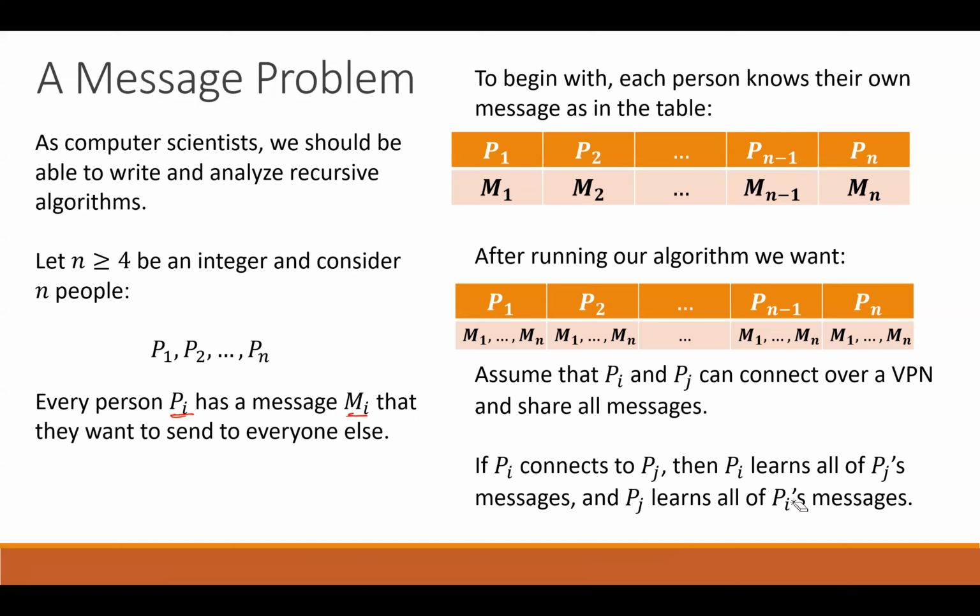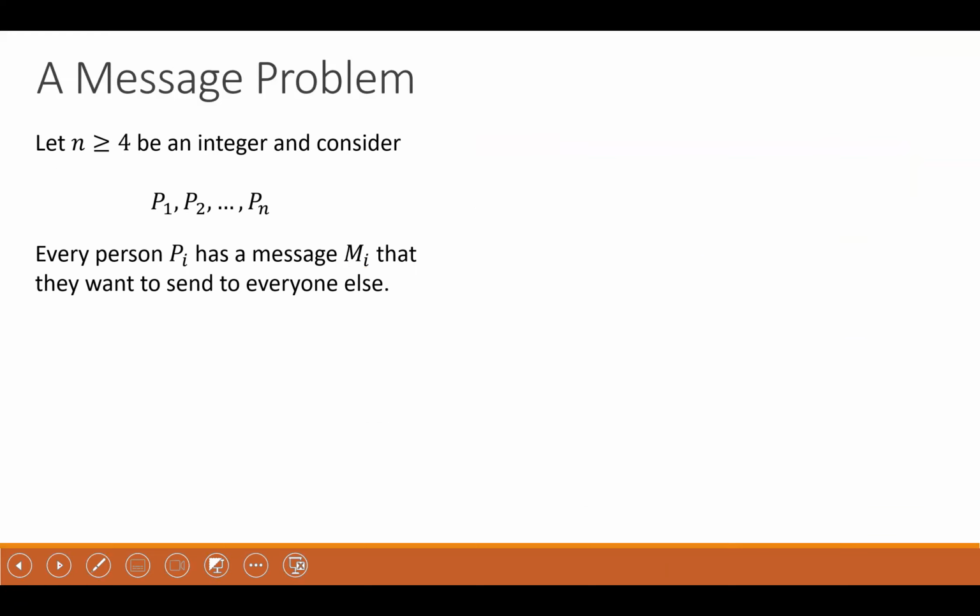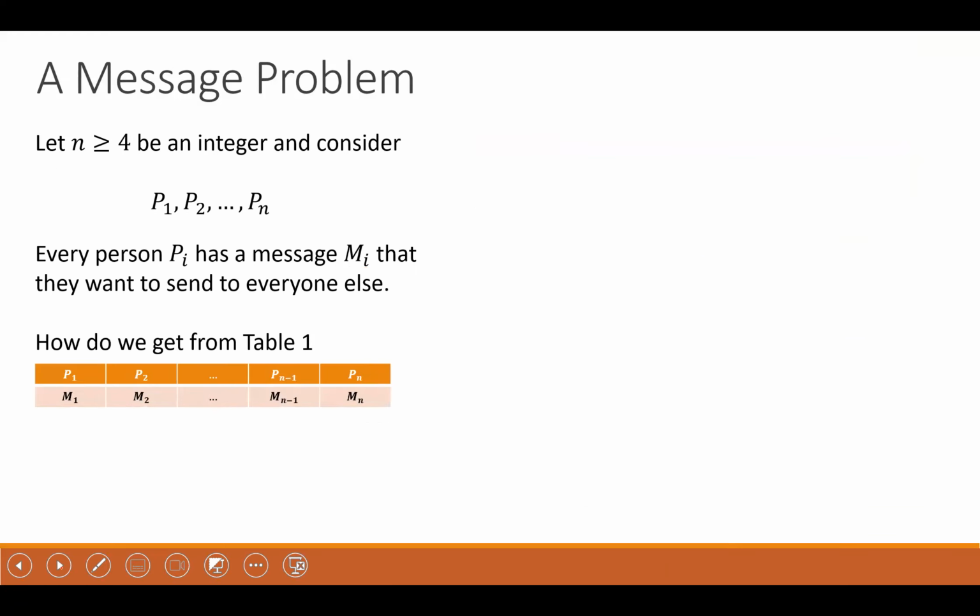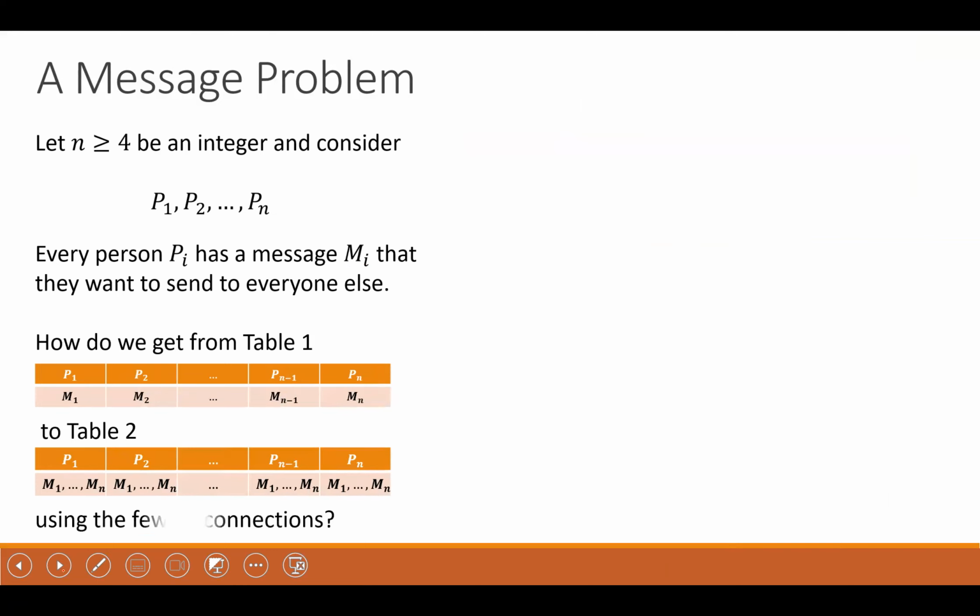What we want to do is figure out how to get from table 1 here to table 2 here with the least number of messages, the most efficiently. Fewest connections, fewest messages, however we want to phrase it. I'll probably use those interchangeably. Does everybody understand the problem?